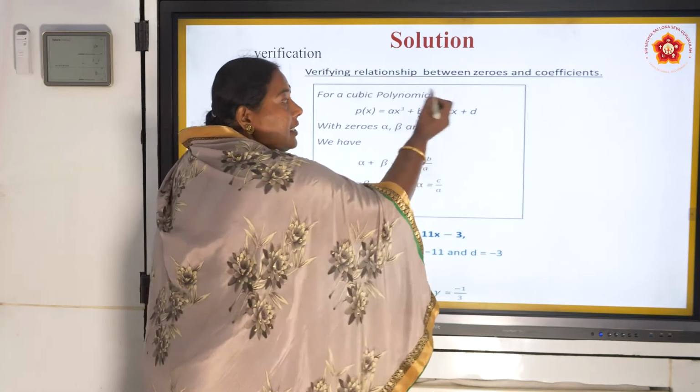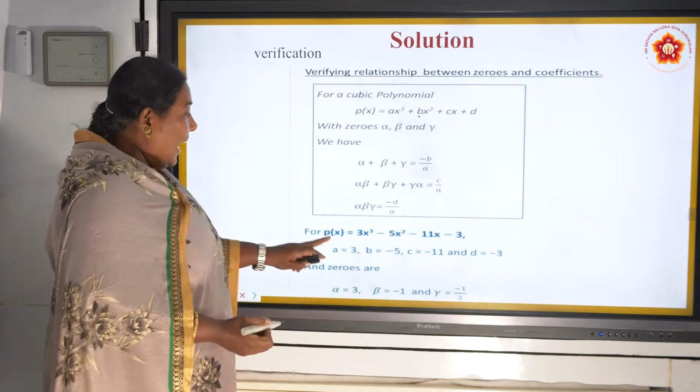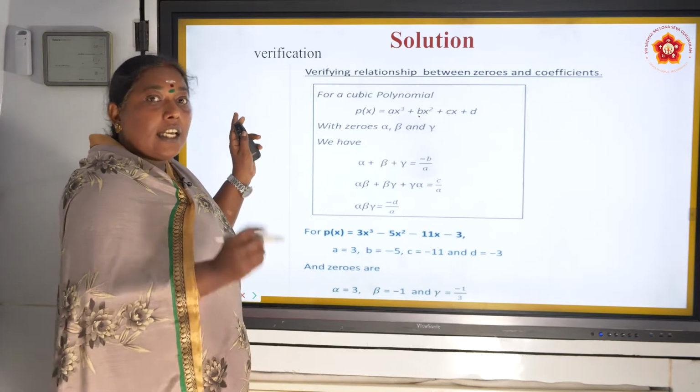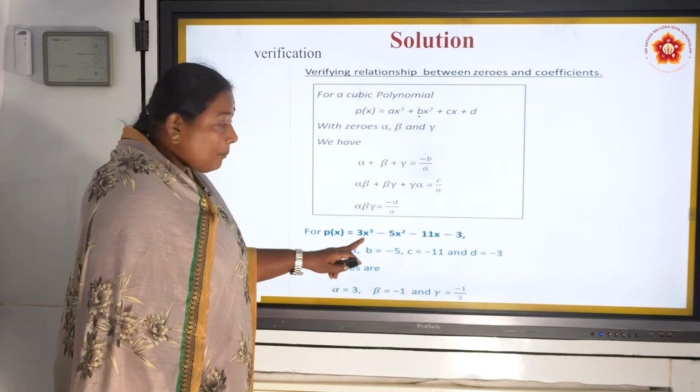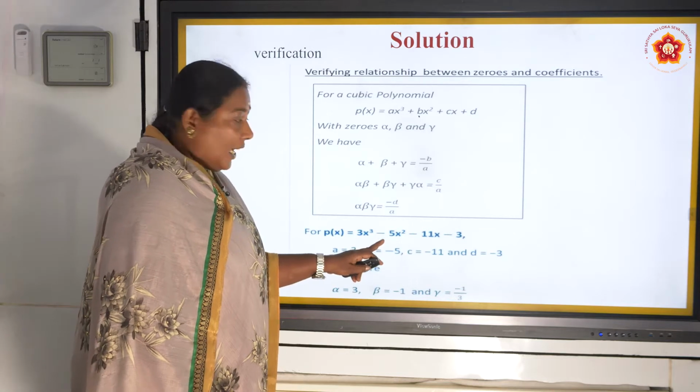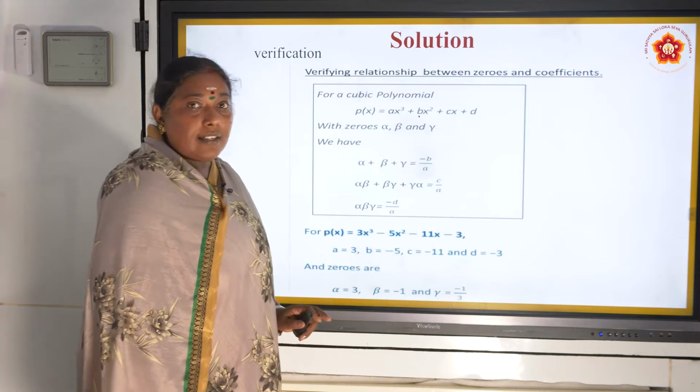D is the constant here and a is the coefficient of x cube. So they have already given in the question what the polynomial is. That means a is equal to 3, b is equal to minus 5, c is equal to minus 11, and d is equal to minus 3.